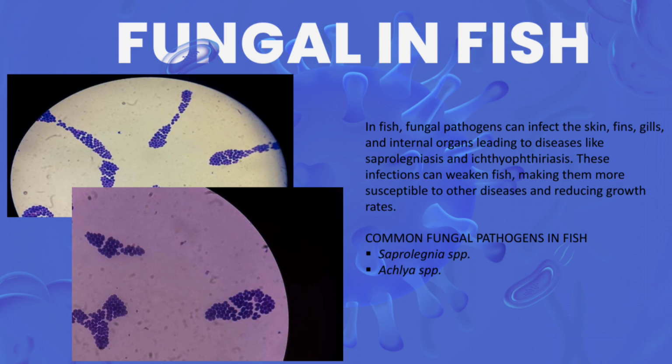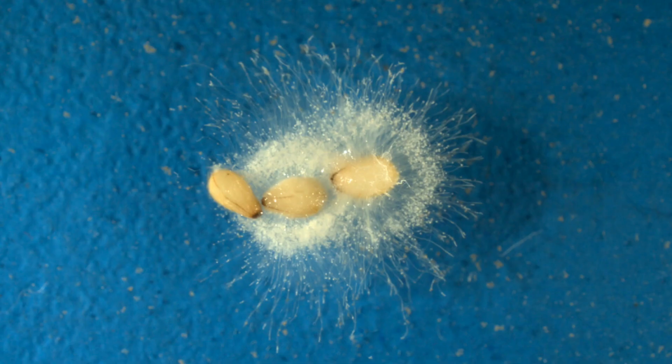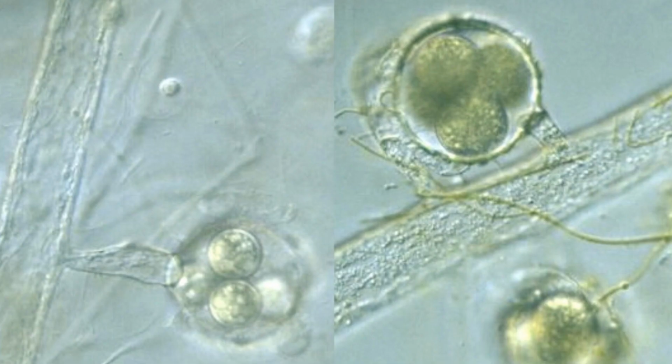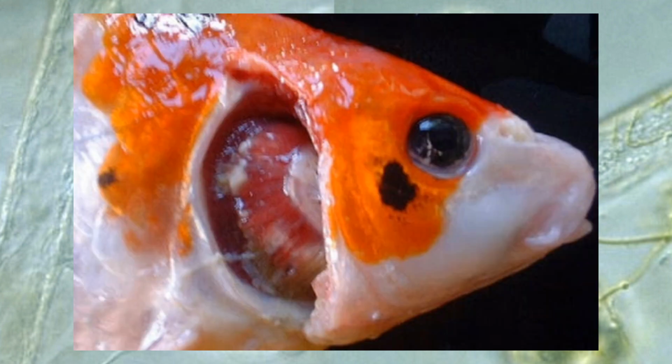Fungi in fish. In fish, fungal pathogens can infect the skin, fins, gills, and internal organs. Common examples: first, we have Saprolegnia spp. Saprolegnia spp. is a water mold that causes infections on fish such as saprolegniasis, fin rot, and mouth rot. Then Achlya spp. causes infections in fish like skin lesions and gill rot.